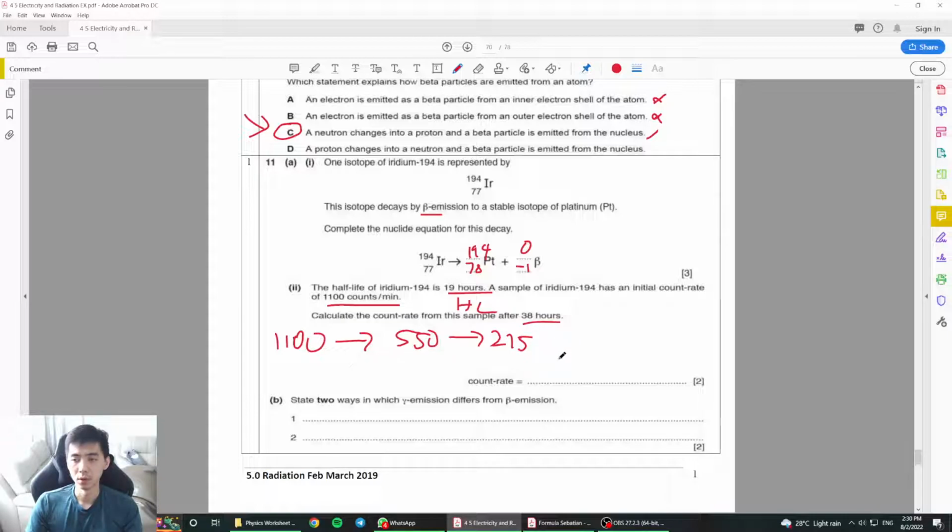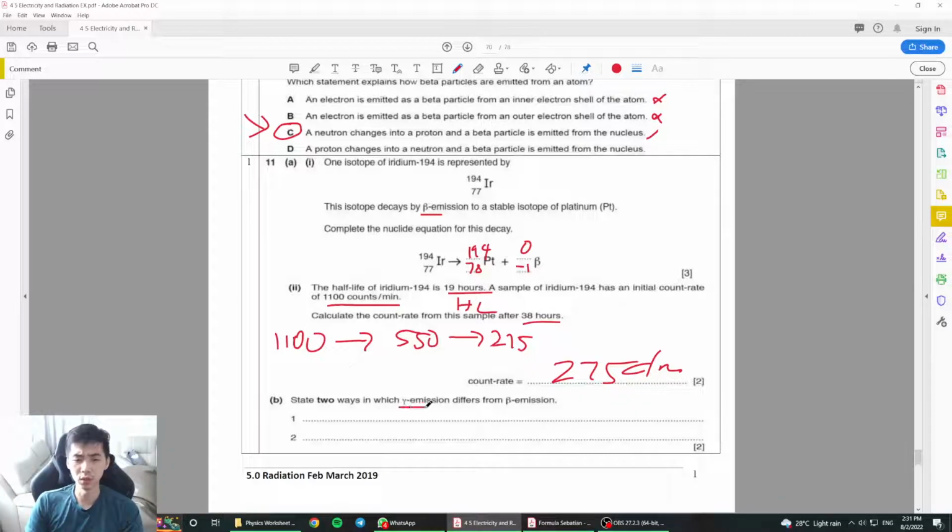Yeah, nothing much to explain here. 1 half-life, 2 half-lives, right? Because it went through 2 half-lives here. So it's going to be 275. Follow the units. If they write counts per minute, you write back counts per minute. If they write counts per second, you write counts per second. But follow the units. It's never going to be just counts per second, guys. Make sure you read the question.